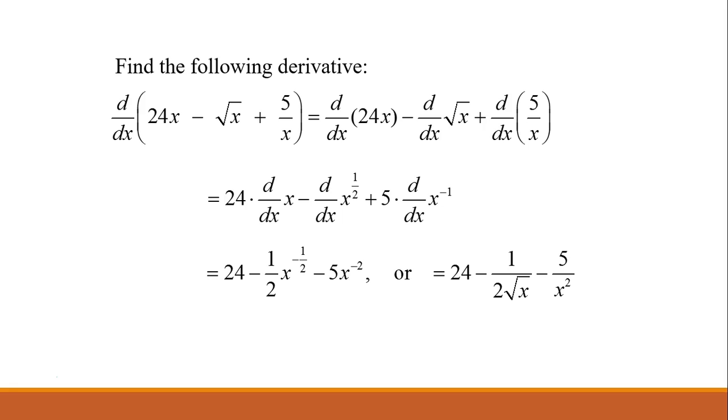Derivative of 24x is 24. The derivative of the square root of x is 1/2 x to the negative 1/2. And the derivative of 5x to the negative first is negative 5x to the negative second. Now we can rewrite each of those terms if we do not want the negative exponents, so that the x to the negative 1/2 is down on the bottom of that fraction as the square root of x, and the x to the negative 2 is on the bottom of that last fraction as an x squared.